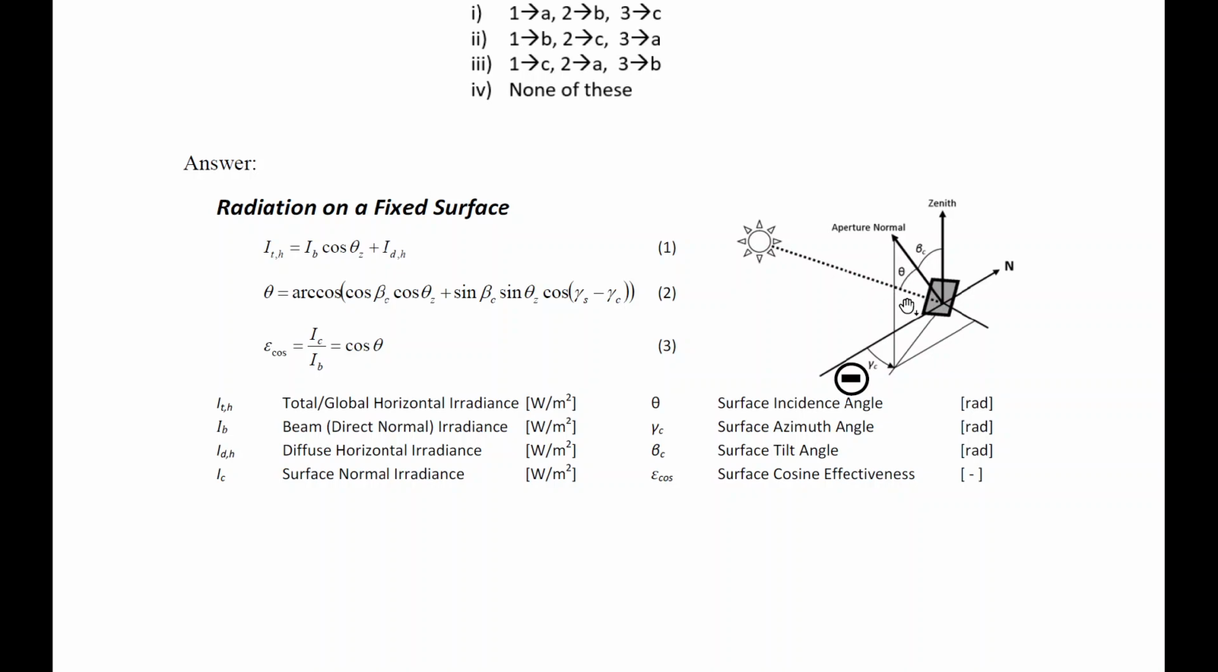The angle in between the incident and the aperture normal is the surface incidence angle. Then we make a perpendicular from there and make a straight line, and the angle in between this straight line and this perpendicular is the azimuth angle. The angle between zenith and aperture normal is the tilt angle. This is a tilting in between the perpendicular line and the aperture that we are considering. This is the surface tilt angle.